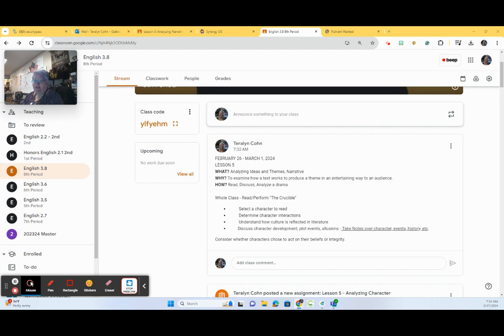You are also expected to take notes as we are reading The Crucible. We will be stopping occasionally to discuss the events and the characters, their motivations. This is when you need to be taking notes. This is an assignment that you will be handing in.